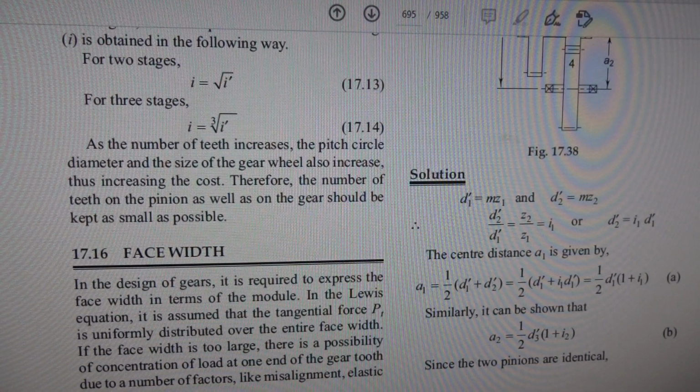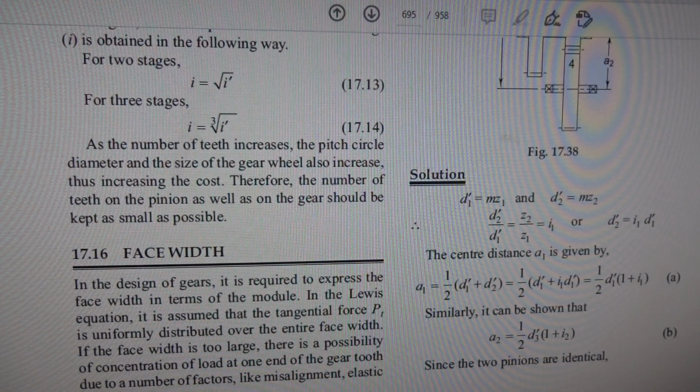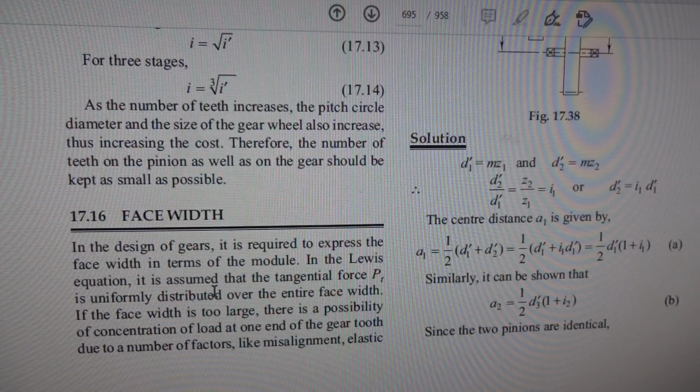Dear friends, I am going to explain the continuous video of the gear. As per gear, this is a very important portion for the design of the gear, and you can solve the numericals from this portion of the topic by using the formula of the stresses and other formulas.